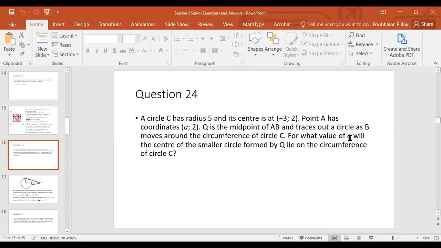So we're still on problem number 24 of last year's. We've still got 2 more to go. And I will be the first to admit that these problems were very difficult. This next one also is quite a difficult problem. So the next problem says the following. A circle C has got radius 5 and its center is at negative 3, 2.